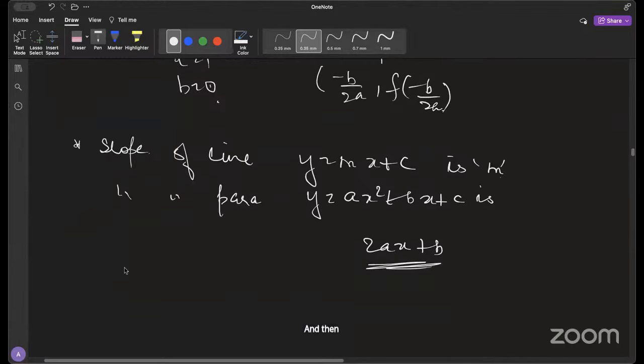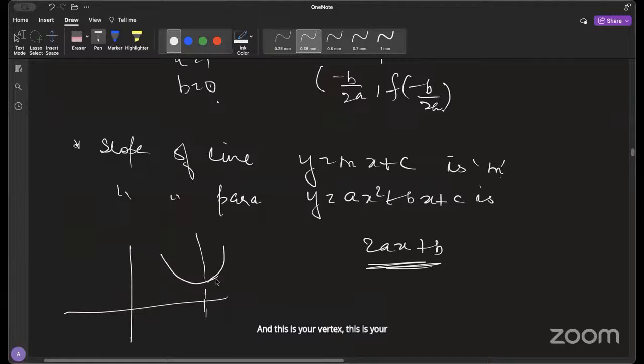And then when you look at these things, let's just say you have this thing, and this is your vertex, this is your axis of symmetry. So if you have 2 points here, okay, let's just forget this thing. It's not that important.